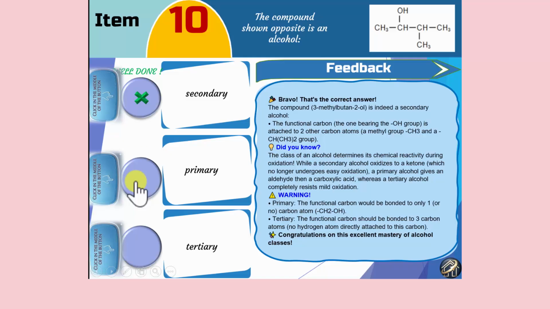This classification matters because secondary alcohols can oxidize to ketones. By comparison, primary alcohols oxidize first to aldehydes and then carboxylic acids, while tertiary alcohols generally resist mild oxidation because they have no hydrogen attached to the functional carbon.